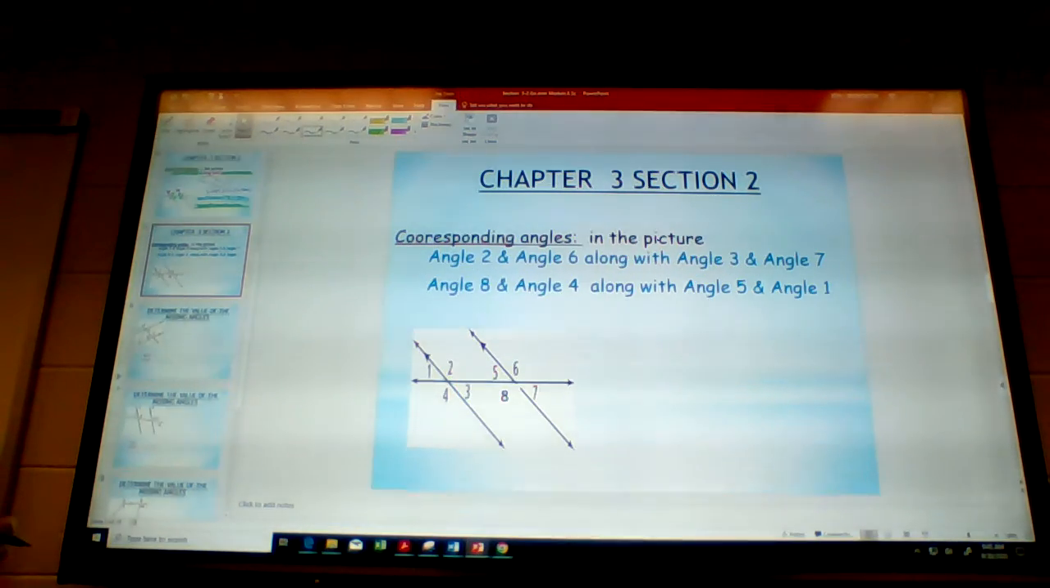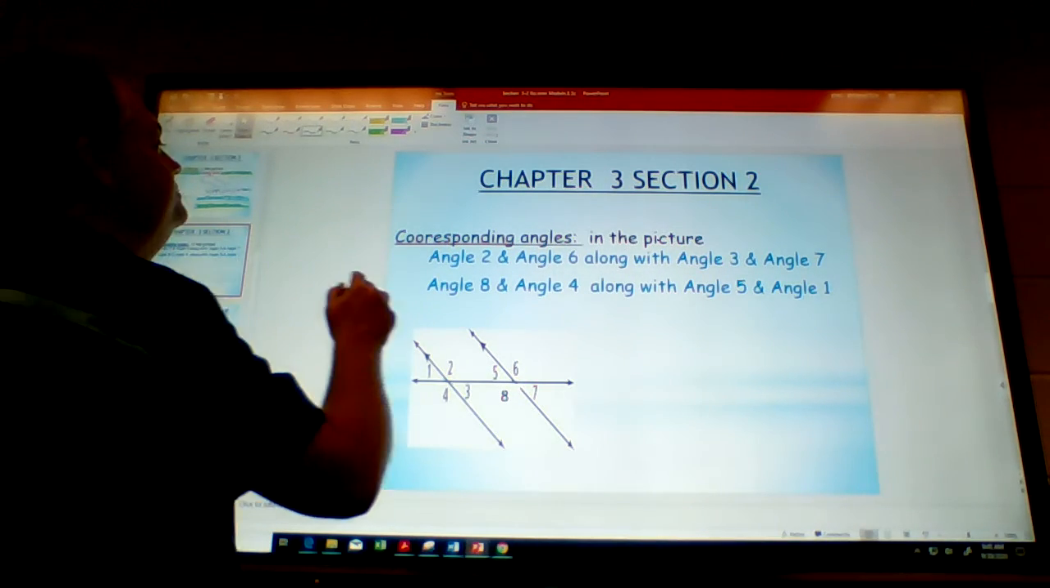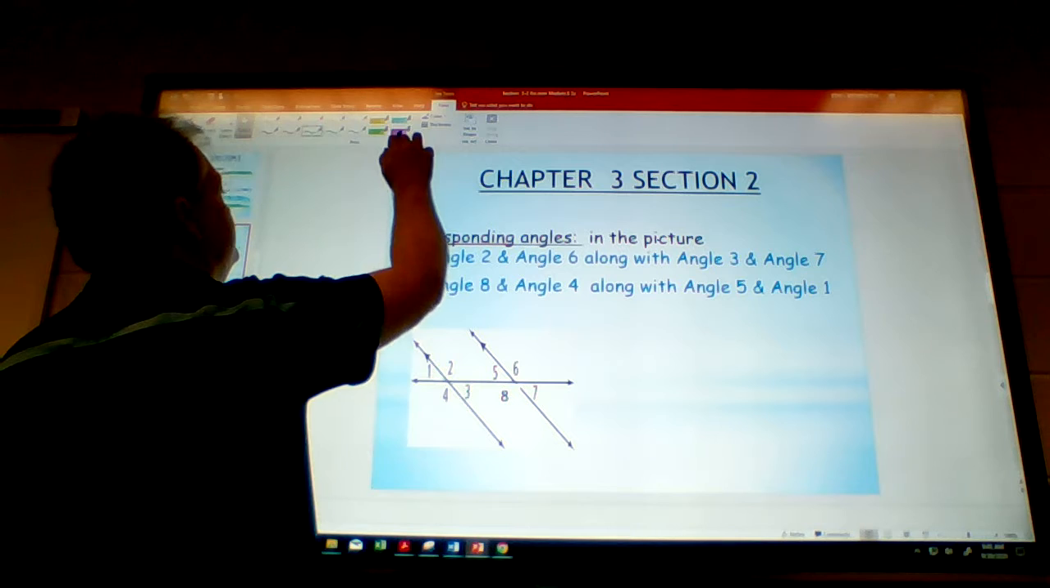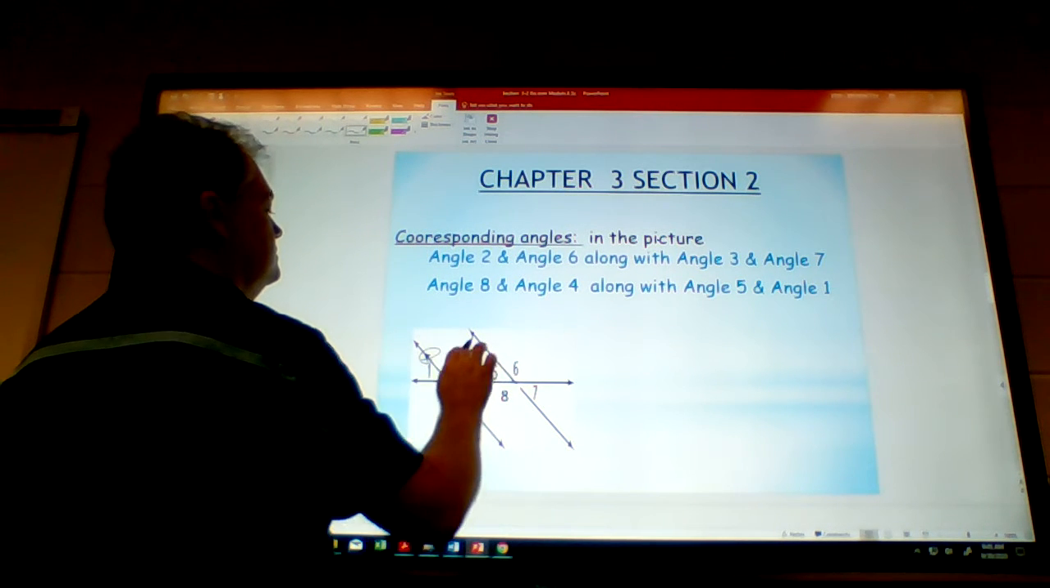All right. Now, the last thing we're going to talk about is corresponding angles. So corresponding angles, and once again, the lines are parallel. I'm just going to mark those.